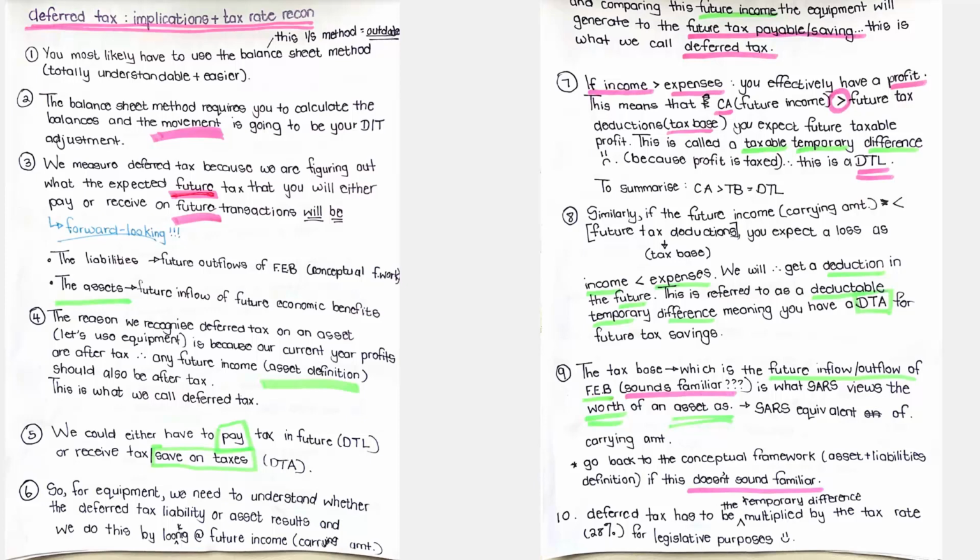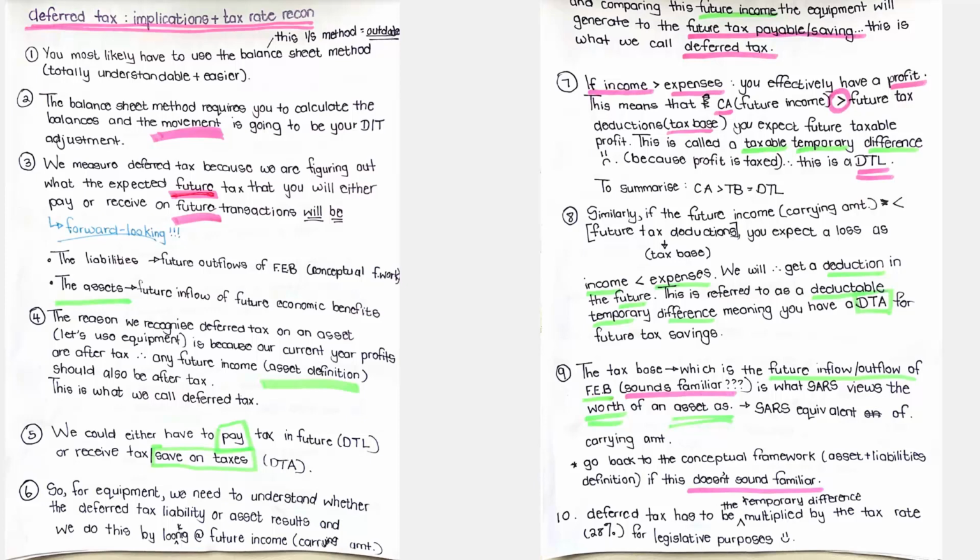Why do we measure deferred tax? The reason we measure deferred tax is because we're trying to figure out what our expected future tax will be, and whether we will be paying more tax in the future or receiving less tax in the future, based on each and every transaction that our business has that incurs deferred tax consequences. So it's a forward-looking estimate as to what impact tax will have on our transactions.